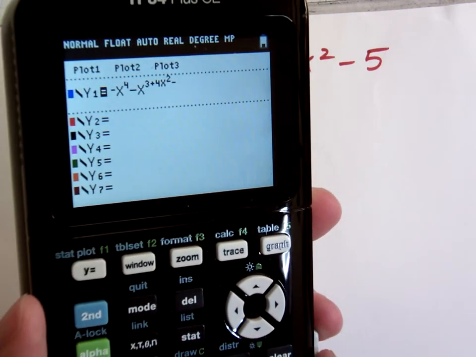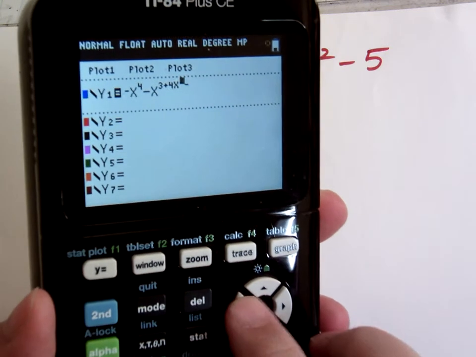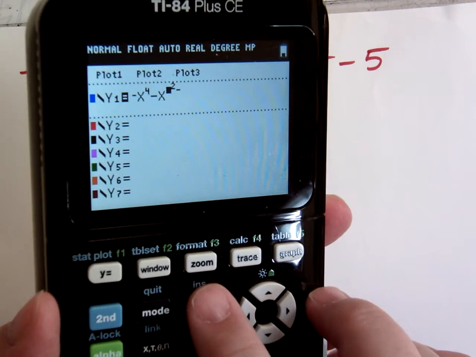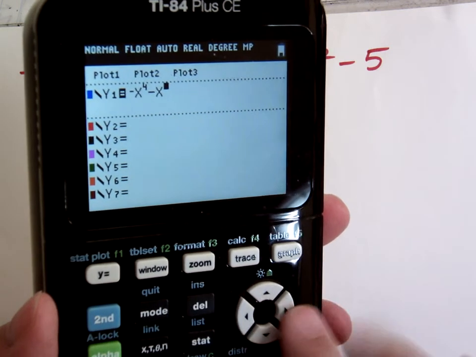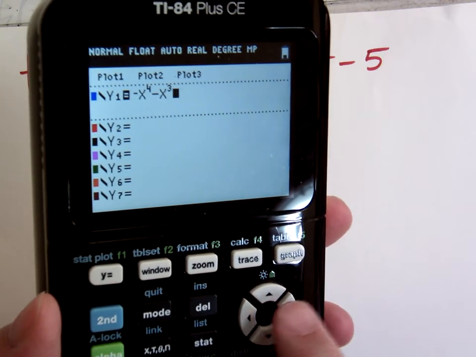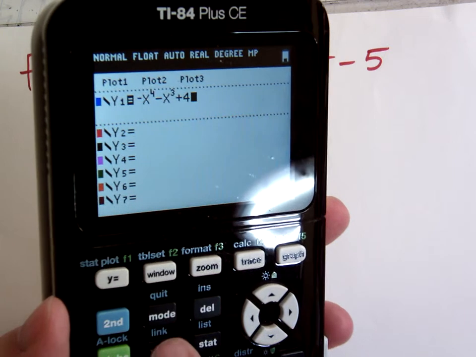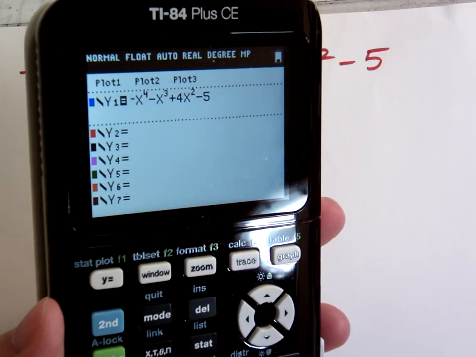Now, actually, this is what happens when you don't look at your screen. See this? I didn't press the right arrow to get out of the exponent there, so all of that got typed in the exponent. So x to the third, let's get rid of all that. And then I should have typed the right arrow to get out of the exponent again, and then 4x squared minus 5. So here it is.